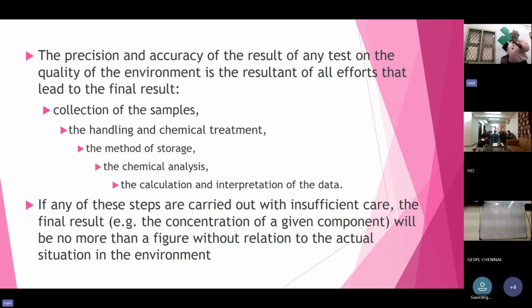So the concentration of a given component will be no more than a figure without relation to the actual situation of the environment. If any of these things go wrong, then the baseline data will also be wrong. It starts from the sampling. Suppose the person who is transporting, or analyzing, or interpreting the data does everything right, but the sampling has gone wrong, that means everything is gone. So starting from the sampling, it is very important. That is the importance of sampling and transportation.